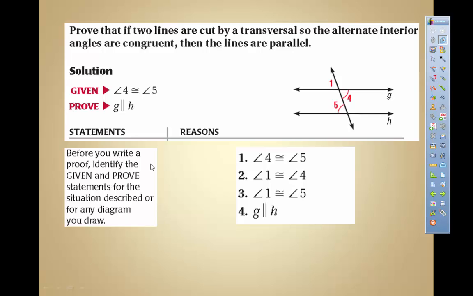Well, here's a proof, and what we want to do is prove that if 2 lines are cut by a transversal, and the alternate interior angles are congruent, then the lines are parallel. Okay, so that's our job. We're trying to prove that lines are parallel. One of the things I want to remind you about is this little note over here. Before you write a proof, identify the given and the prove statements for the given situation.